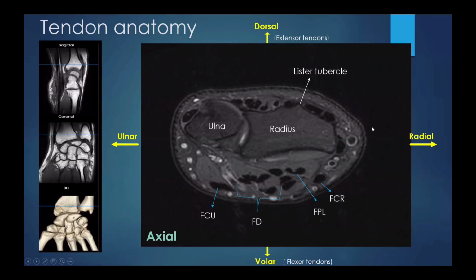Let's start with the tendinous anatomy. I will start first with the flexor tendons. Flexor tendons are located at the volar aspect of the wrist.